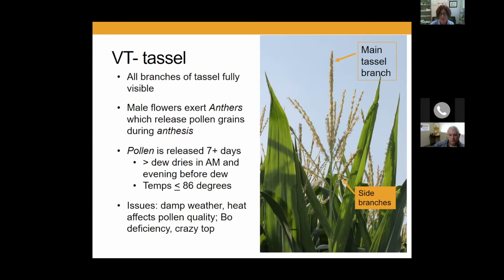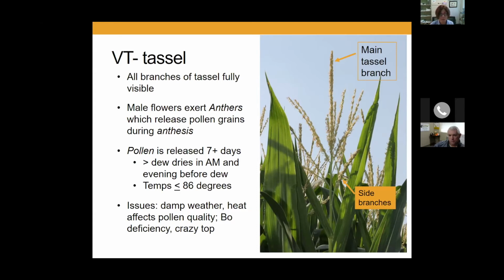So pollen is only released when the anthers are dry. So usually after the dew dries in the morning, corn can release pollen until it gets too hot. And then when it gets too hot, the anthers stop releasing pollen. So temperature is important, and again, some dry weather to allow that to happen. So again, over multiple days, a corn plant can produce well over 1 million grains of pollen.